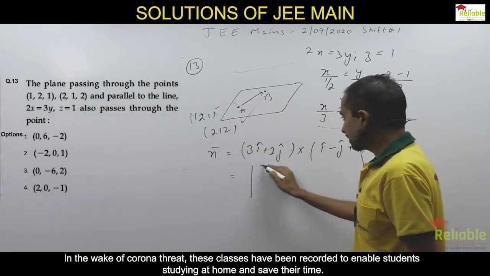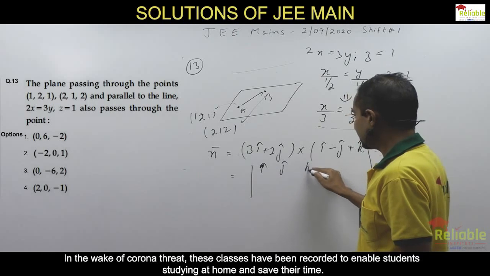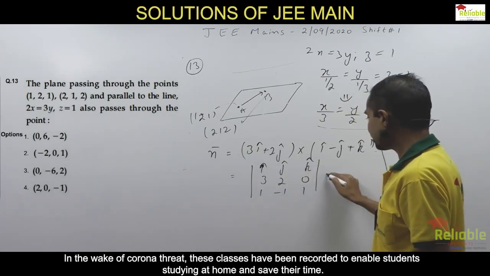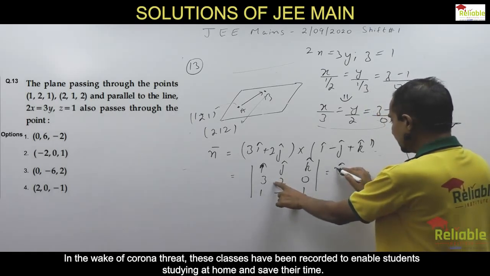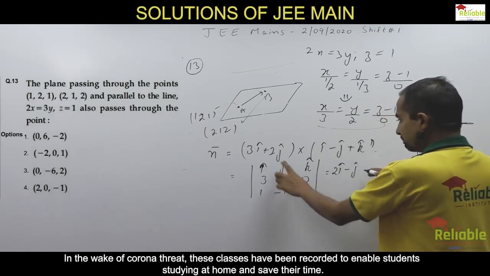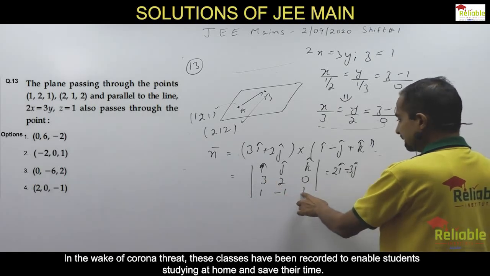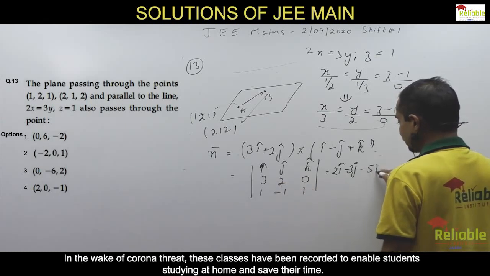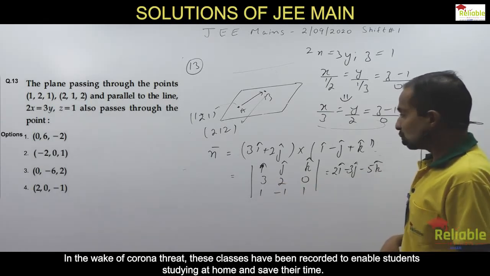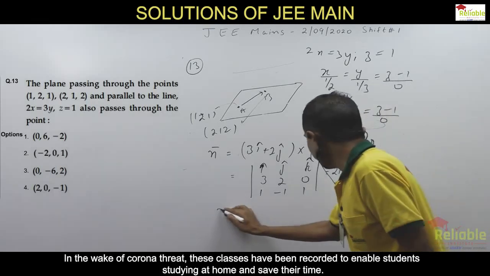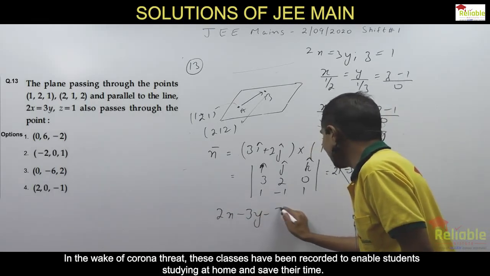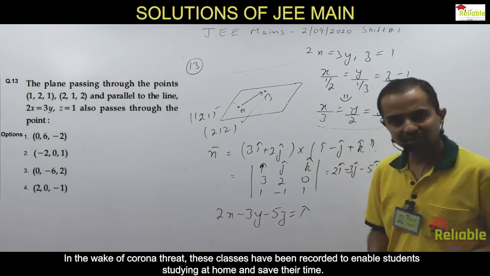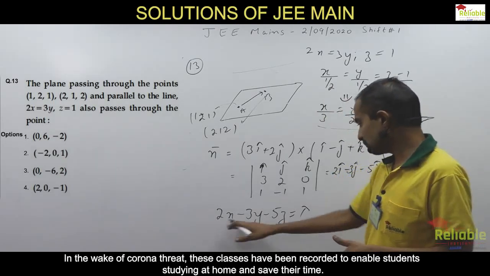So let me first get the determinant with i cap, j cap, k cap; 3, 2, 0; 1, minus 1, 1. So the i cap component is 2 i cap, minus 3 j cap, then the k cap component is minus 3 minus 2, minus 5 k cap, right? So what is going to be the equation of plane? The equation of plane is going to be 2x minus 3y minus 5z equals lambda. Essentially the coefficients of x, y, z are the direction ratios of the normal vector. So this is the deal.